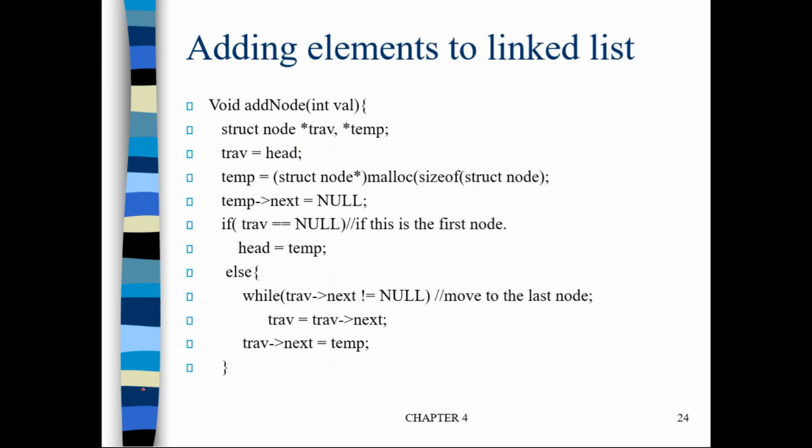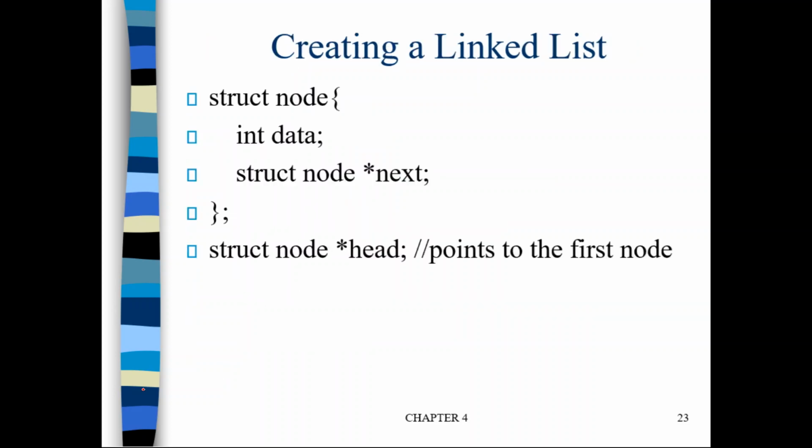Fine. So first let us see how to add elements to the linked list. Let us assume that initially our linked list is empty. So far we have done only this much coding, which means that there is no node at all. We want to add nodes to the linked list. So how can we do that?